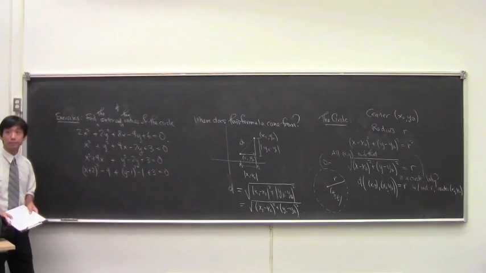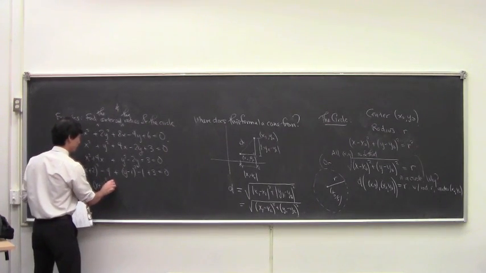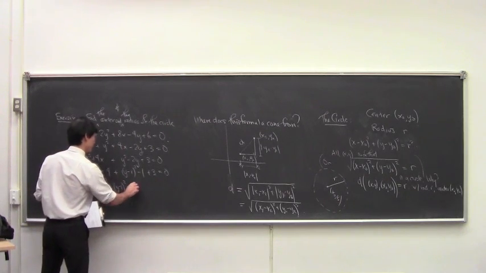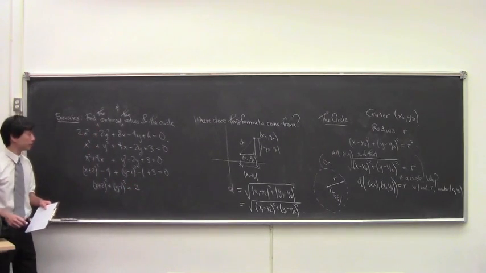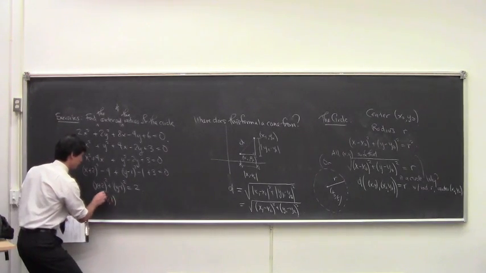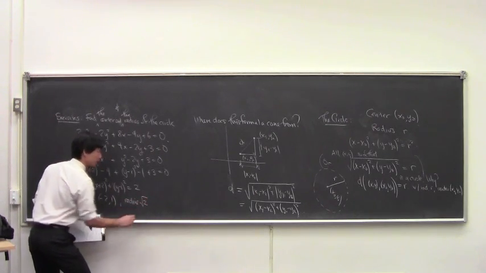And then all the constants I just put on the other side. Mm-hmm. (x plus 2) squared plus (y minus 1) squared equals 2. So you have your center, negative 2, 1, and your radius, root 2.